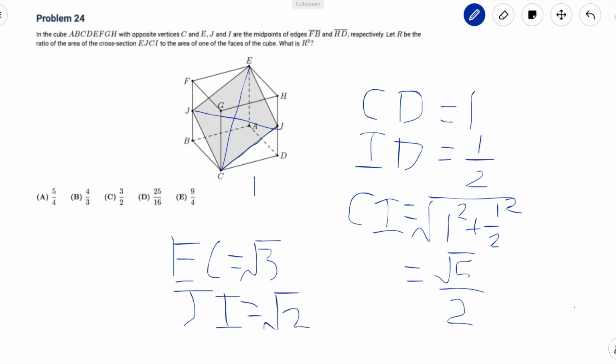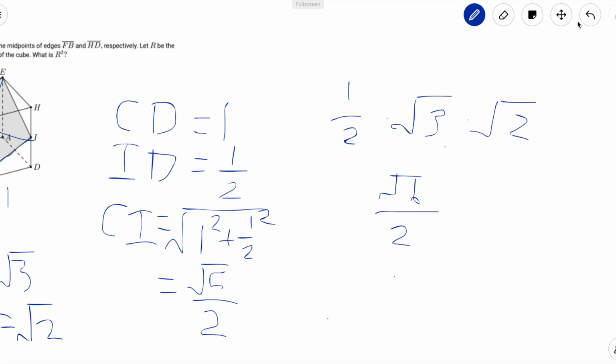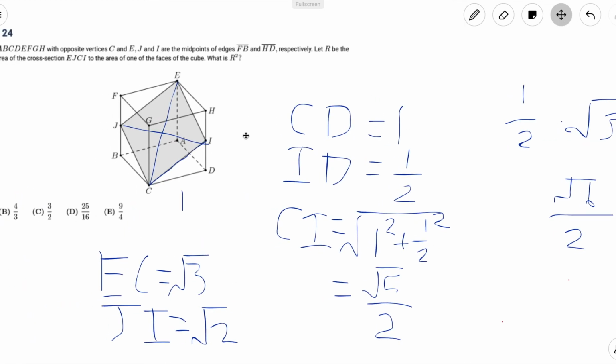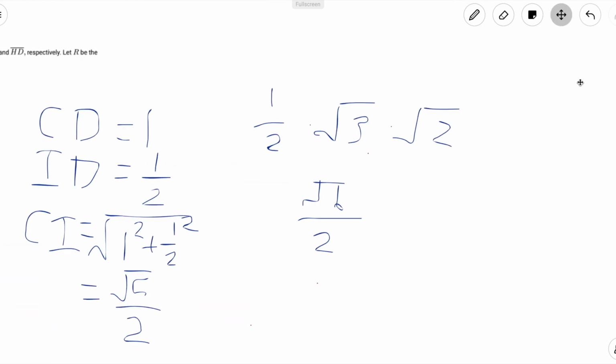So now, if we multiply all of this together, the area is 1/2 times root 3 times root 2, and if we simplify, this is root 6 over 2. So that's the area of EJCI. Now we want to find the area of one of the faces of the cube, but that's simply 1 squared, which is equal to 1. So R is just equal to root 6 over 2.